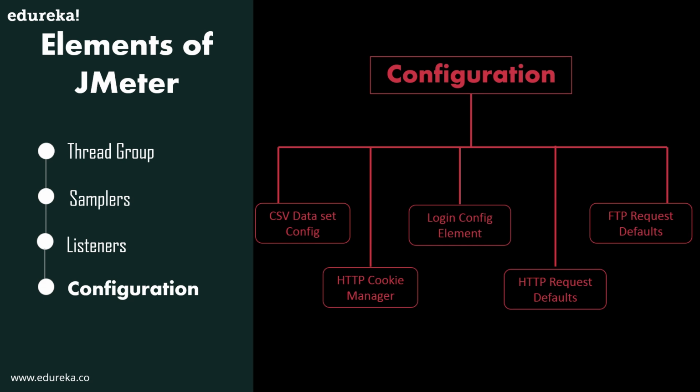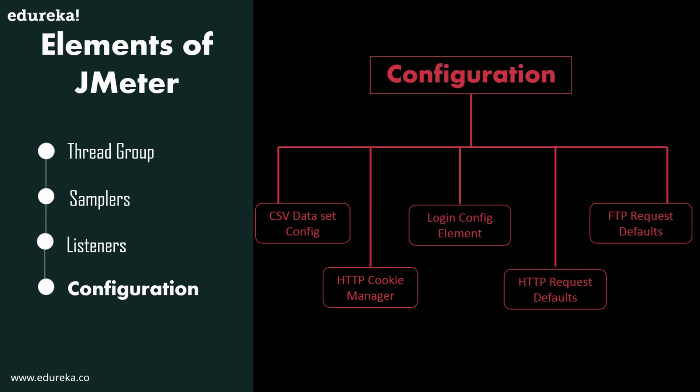We also have the HTTP request defaults. Now this element lets you set default values that your HTTP request controllers use. For example, you're sending 100 HTTP requests to the server google.com. You would have to manually enter server name equal to google.com for all these 100 requests. Instead, you could add a single HTTP request defaults with the server name or IP field that is equal to google.com.